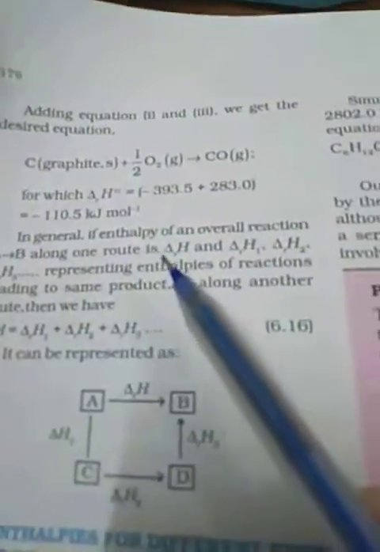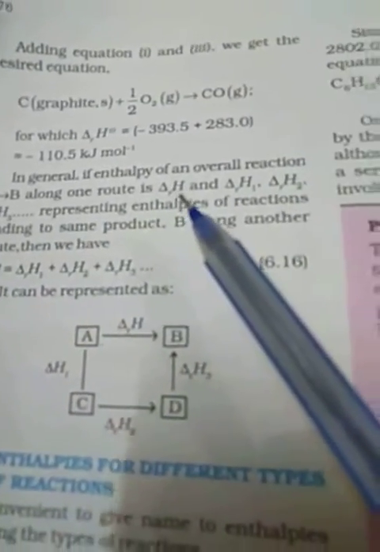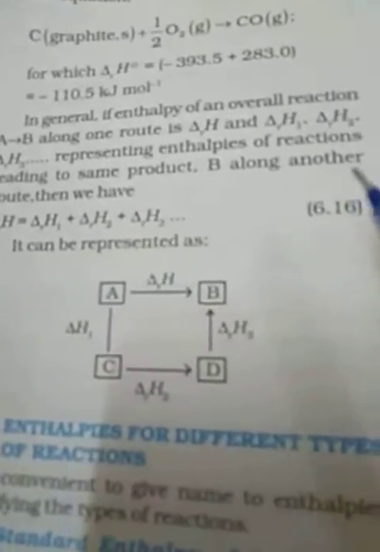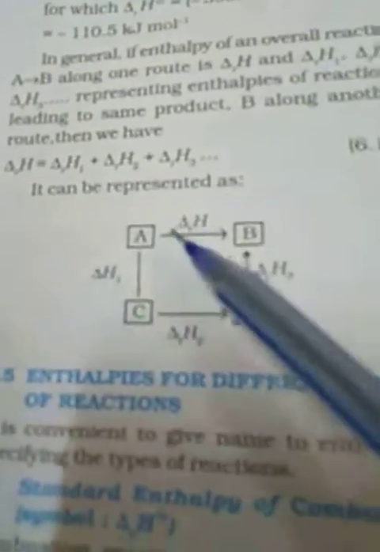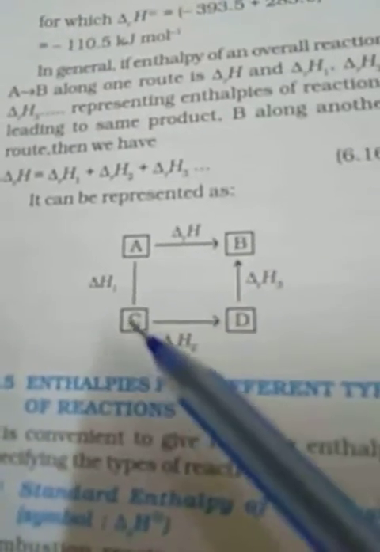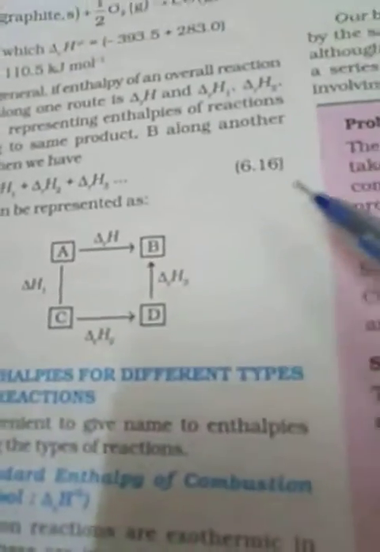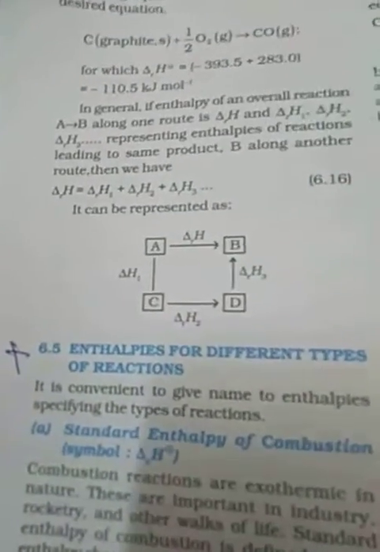In general, consider the enthalpy of an overall reaction from A to B along one route, and the enthalpies of reactions leading to the same product B along another route. Whatever route is followed, we have to write the total heat of summation, meaning the total along the path we followed. It can be represented this way, from A to B or C to D. This is called Hess's law of heat summation. Okay students, I hope you are following and doing along with me.